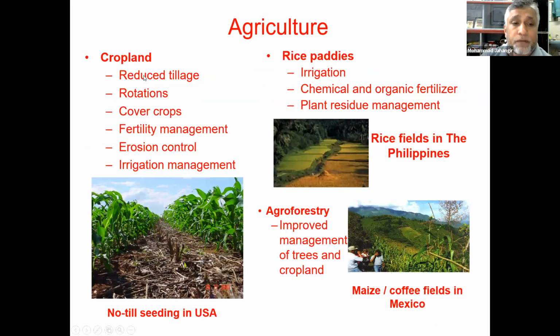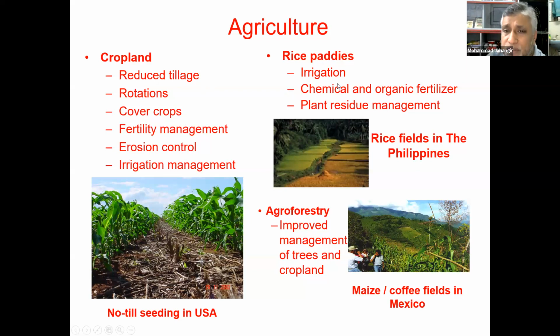Especially in cropland, we can follow reduced tillage. This is experimentally, nationally and internationally evident: we can increase soil carbon content if we reduce tillage. Rotation, crop rotation, especially with leguminous crops. Cover crops, we don't have much space for cover cropping, but we can keep our soil surface covered, especially with increased cropping intensity. Fertility management, erosion control, irrigation management, all together can help increase soil carbon content, mitigate carbon dioxide emission, and trap carbon dioxide from the atmosphere into the soil.